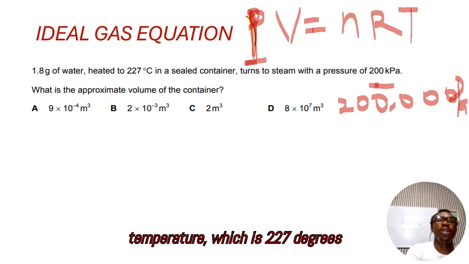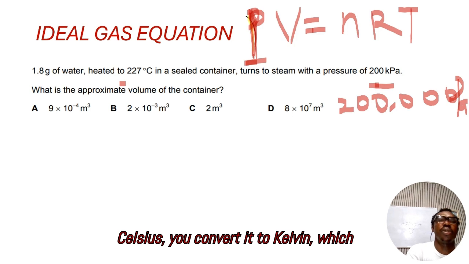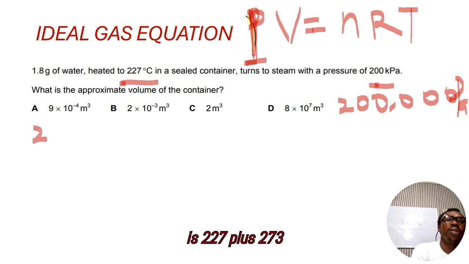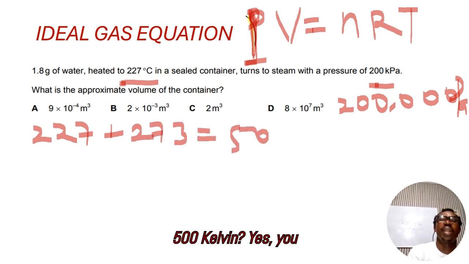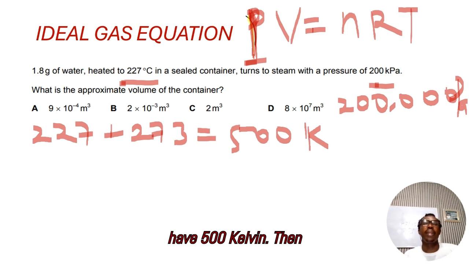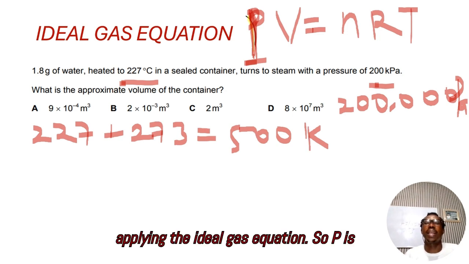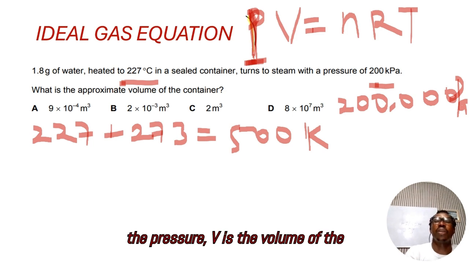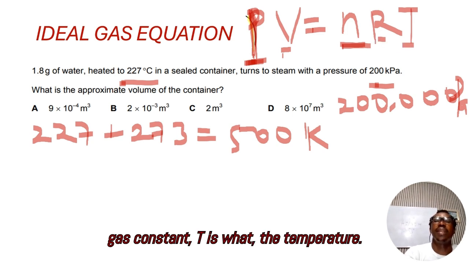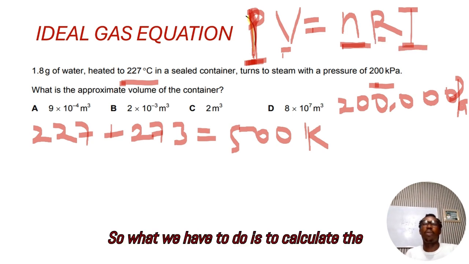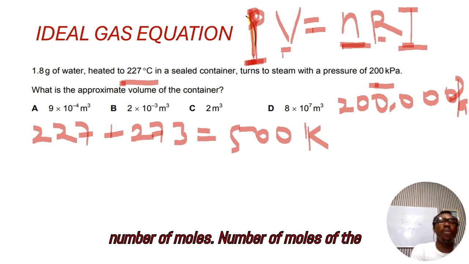Then the temperature, which is 227 degrees Celsius, you convert it to Kelvin, which is 227 plus 273 Kelvin. So you have what? 500 Kelvin. Yes, you have 500 Kelvin. Then applying the ideal gas equation. So P is the pressure, V is the volume of the gas, n is the number of moles, R is the gas constant, T is what? The temperature. So what we have to do is to calculate the number of moles.